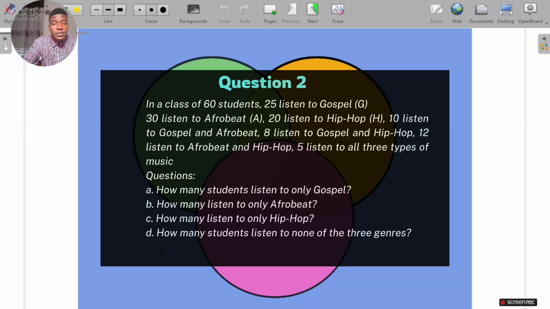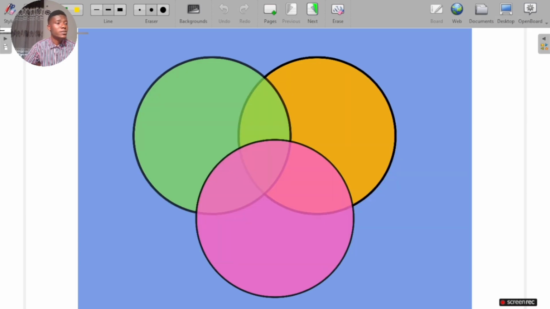All right, so this is another example that involves Venn diagrams with three sets. In this example, we have a class of 60 students, 25 listen to gospel and 30 listen to Afrobeats, meaning that the universal set is 60. Let G represent the gospel listeners, and that is 25, while we have 30 who listen to Afrobeat. Also, we have 20 who listen to hip hop.